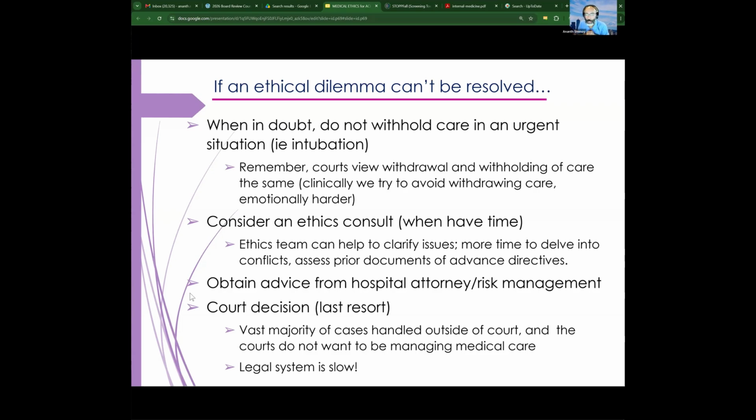It can be helpful to know if your hospital has risk management. They can be a really helpful resource. And generally speaking, and particularly for the boards, court decisions are a last resort. The court takes a long time. And just on a note for your own personal career, generally cases get handled outside of court. And courts generally don't want to be involved in the day-to-day managing of medical care. And again, courts are slow.